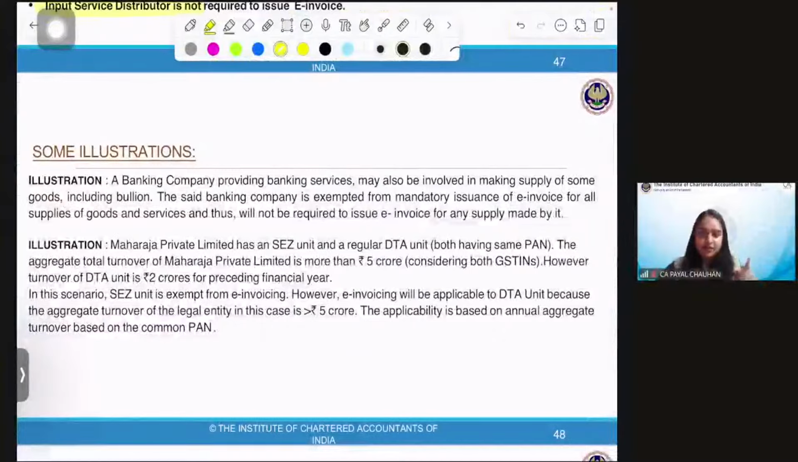I need a perfect answer, right? So now the questions. First, illustration. A banking company providing banking services may also be involved in making supply of some goods, including bullion. The said banking company is exempted. I'm reading the answer, though I need you people to answer. If I'm a banking company, whether I'm giving you a financial transaction or I'm selling you a certain product, in both the cases I need not issue an e-invoice, since for banking, e-invoicing is exempted, right?